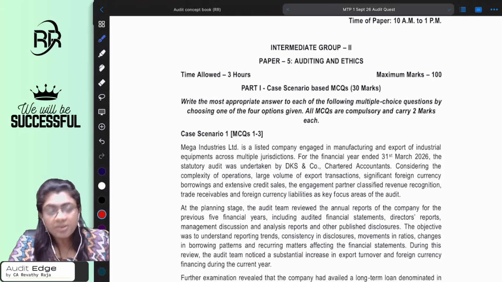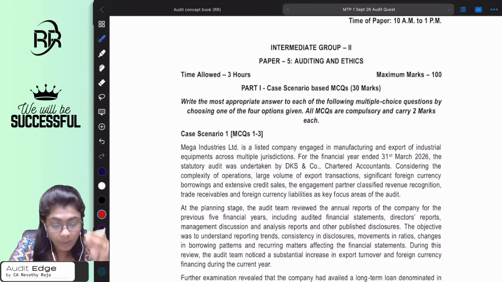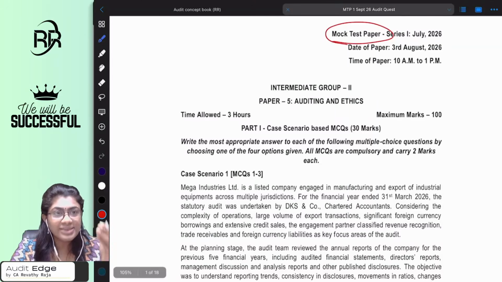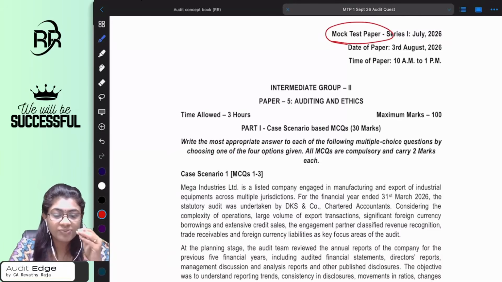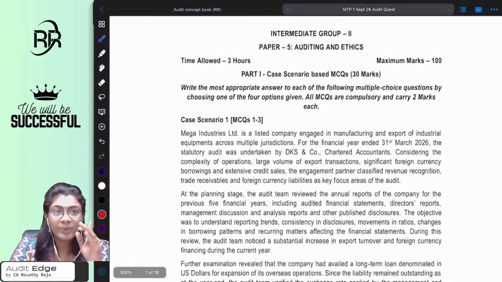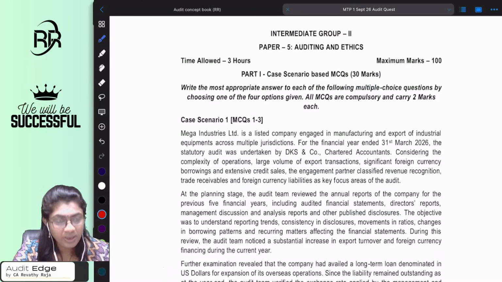So, welcome back. Now we are going to start with the MTP 1. This is mock test paper 1 for our September 26 attempt. In that, we are going to discuss first the MCQs, right? So, as you are aware, 30 marks is MCQ and 70 marks is the descriptive part.